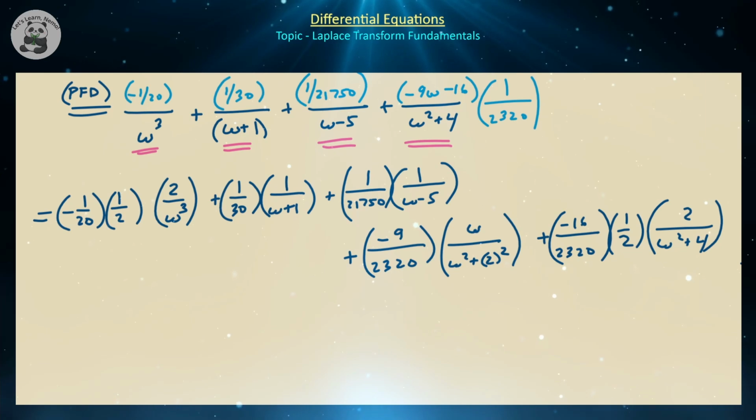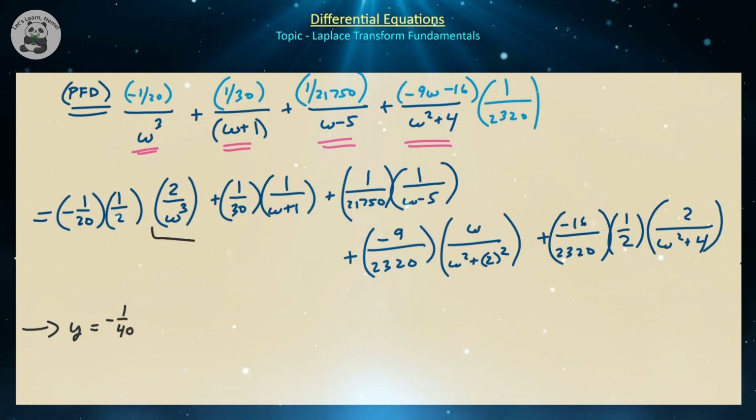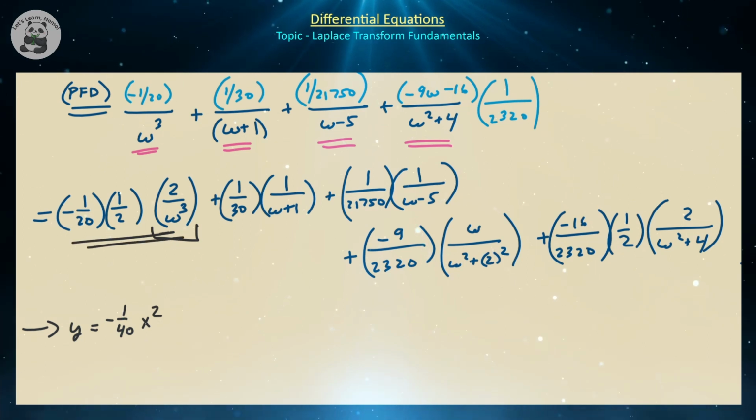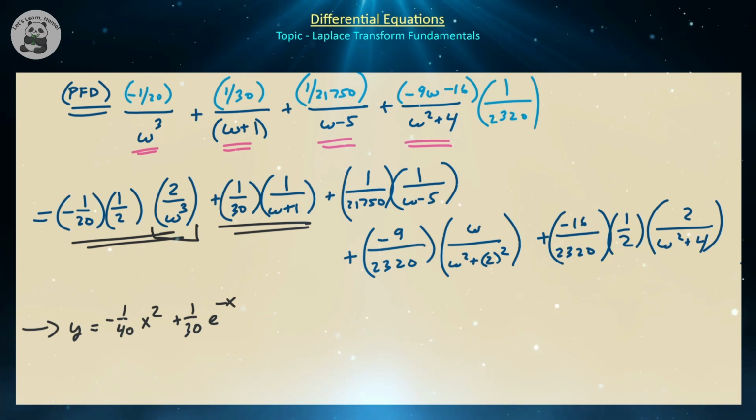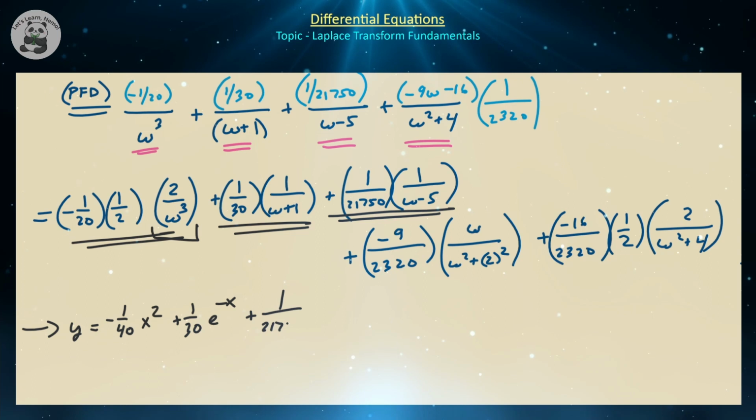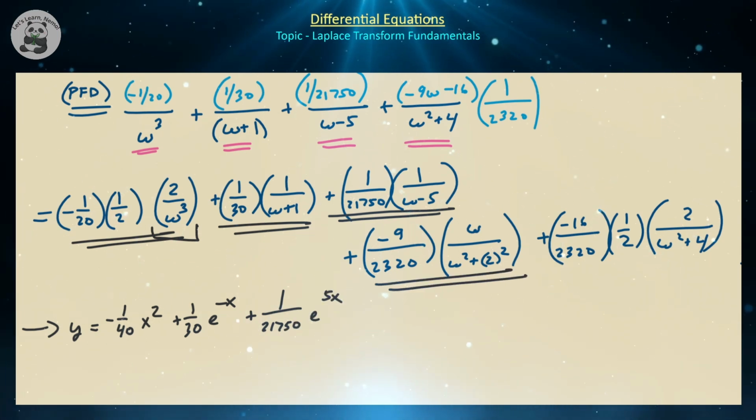So let's just inverse Laplace this. So we're going to have that y is going to be equal to negative 1 over 40, and that is the Laplace transform of x squared. So that takes care of that term. Then we're going to have this 1 over 30, which is just e to the minus x. And then over here, that's just another exponential function. So 1 over 21,750 e to the 5x. And this is just a cosine, so that's going to be minus 9 over 2320 times the cosine of 2x.